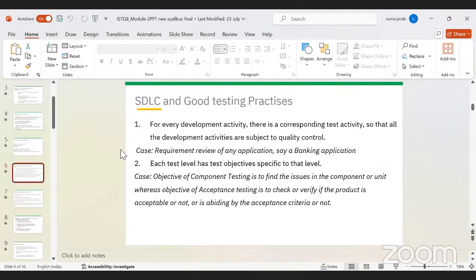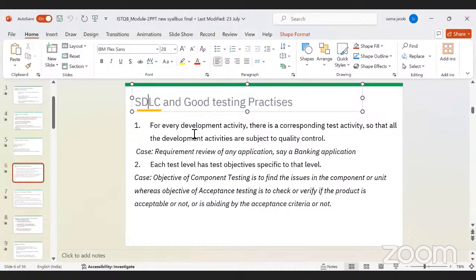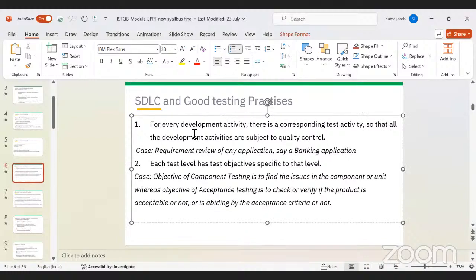These are topics where you might feel it is not very important or significant, but from an exam point of view, questions have been asked from this topic many times. So, SDLC and good testing practices. Are there any good testing practices which you follow in your organization? Are you given any set of practices to be followed, like you have to write this many test cases, or you have to maintain an RTM or anything like that?